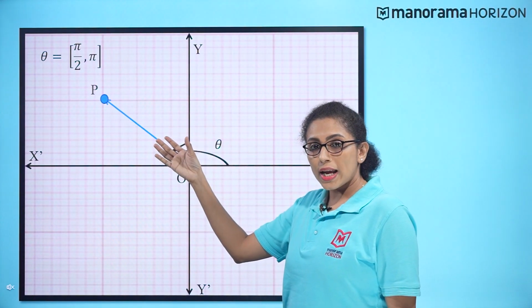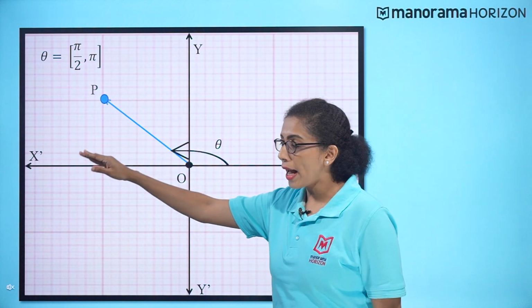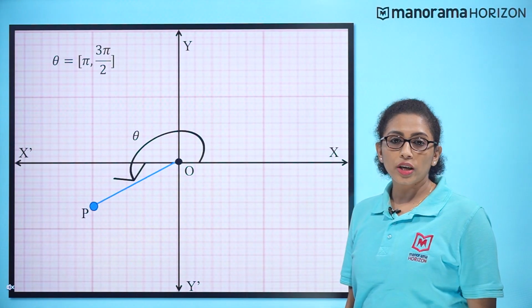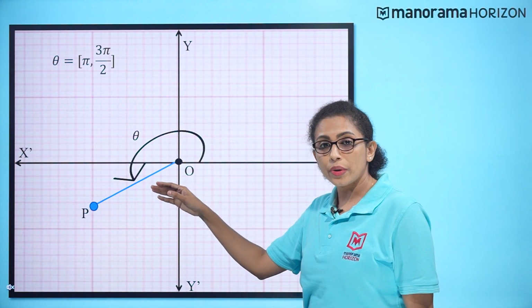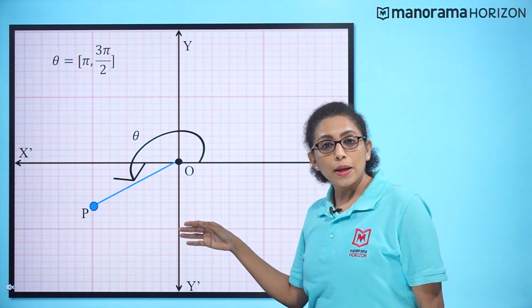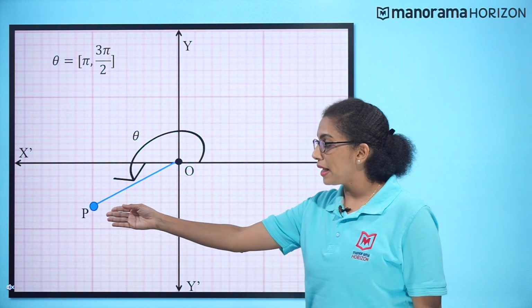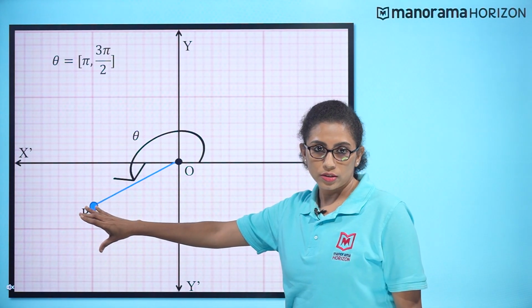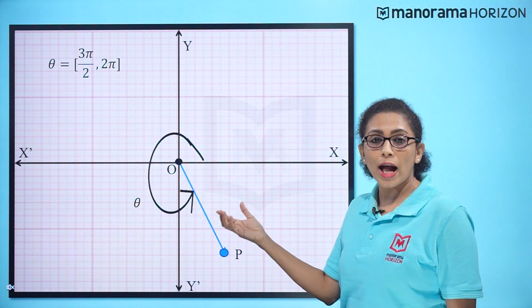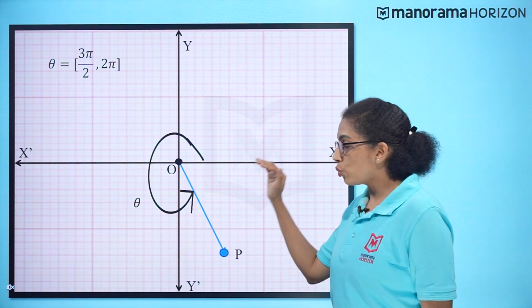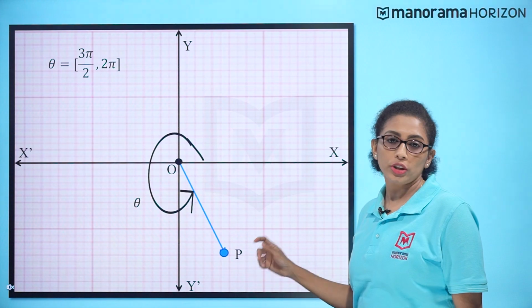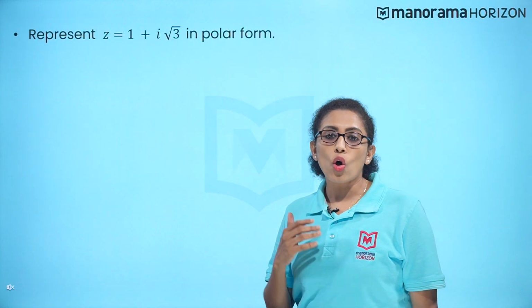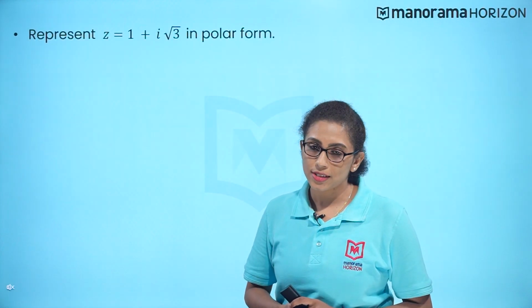Now, for theta from pi by 2 to pi, the point P lies in the second quadrant. So, the value of theta lies between pi by 2 and pi. Now, consider this figure. In this, it shows the theta value lies between pi and 3 pi by 2 because the point P lies in the third quadrant. And this one gives the value between 3 pi by 2 and 2 pi because the point P lies in the fourth quadrant. Now, let's solve one problem for a better understanding.